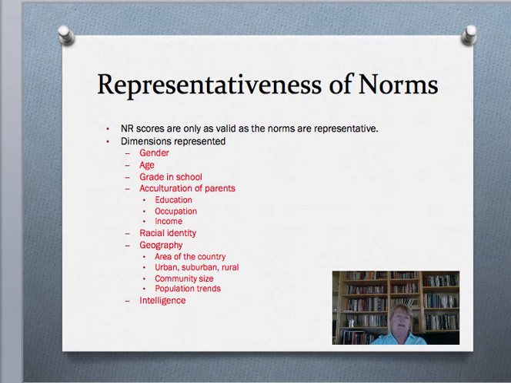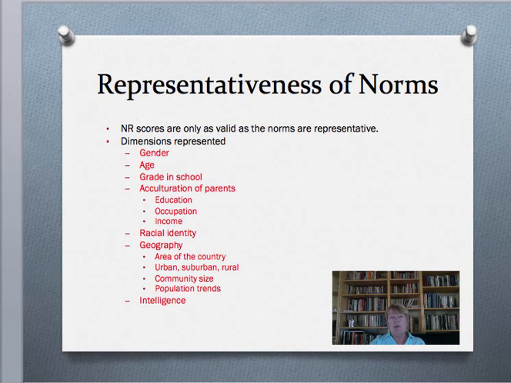And we look at the intelligence levels of the normative population. Is it the whole bell-shaped curve, for example, or is it that middle of the bell-shaped curve only? What is represented in that normative group? And this is just a partial list. I'm sure if you sat down, you could probably generate a larger list than this.